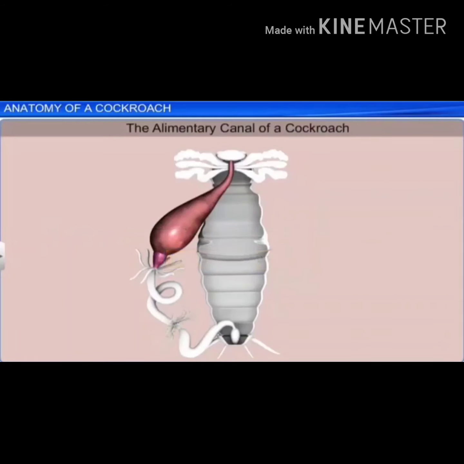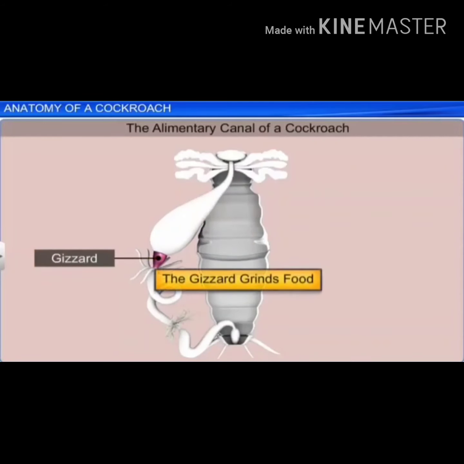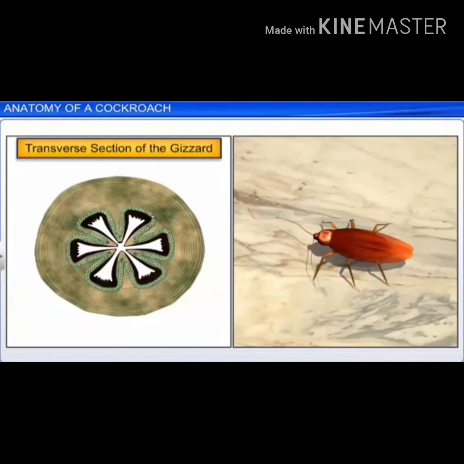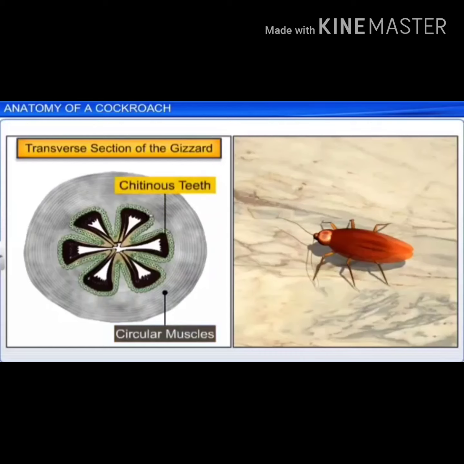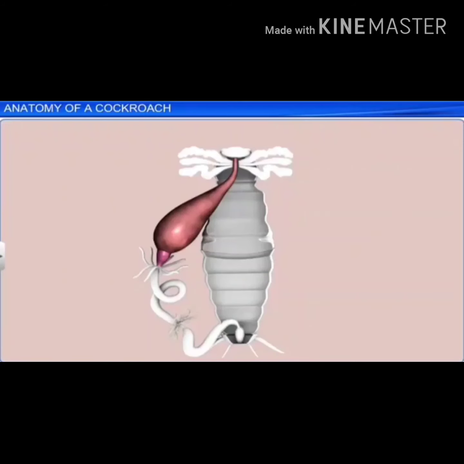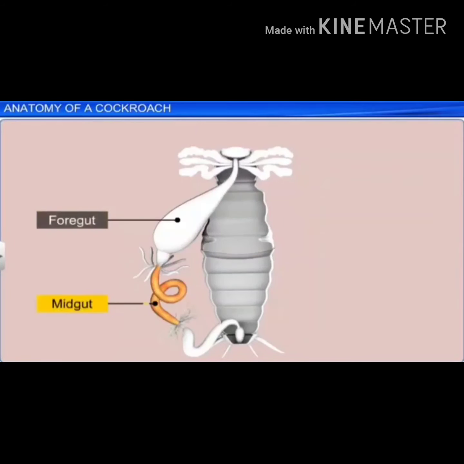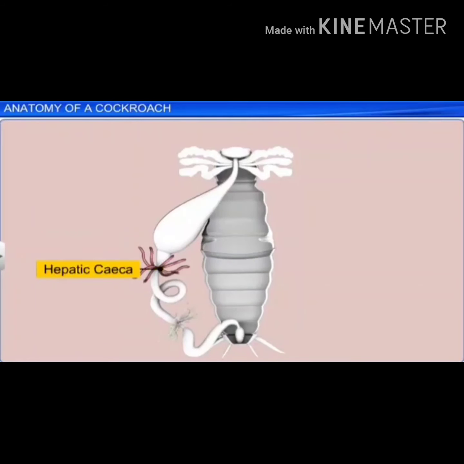The crop is followed by a small conical gizzard or proventriculus, which grinds the food particles. The transverse section of the gizzard shows an outer thick layer of circular muscles and an inner thick layer of cuticle, which forms 6 chitinous teeth. At the junction of the foregut and midgut is a ring of 6 to 8 tubules called hepatic or gastric ceca, which secrete digestive juice.